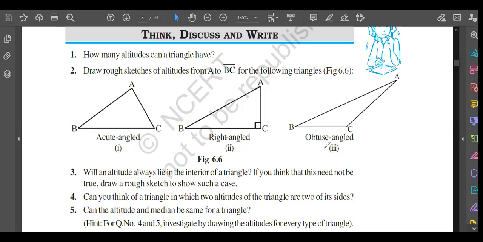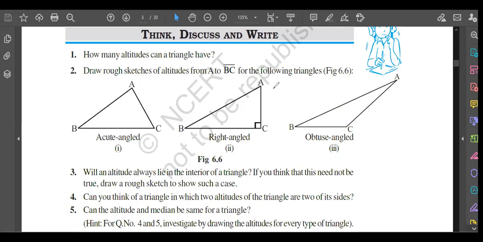So the example in the second problem, the example third, which is the obtuse angle. You can say that in an obtuse angle triangle, there will be two altitudes which will be outside. In case of BC also, the altitude will be outside the triangle. In case of this, it will also be outside the triangle. Only this altitude will be inside the triangle. Got it, everyone? Okay, I guess everyone got this.